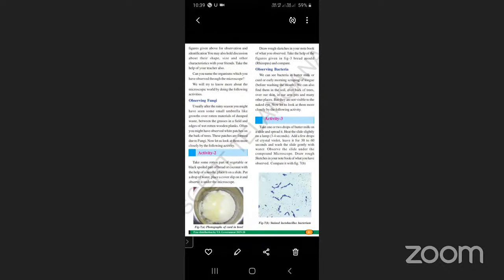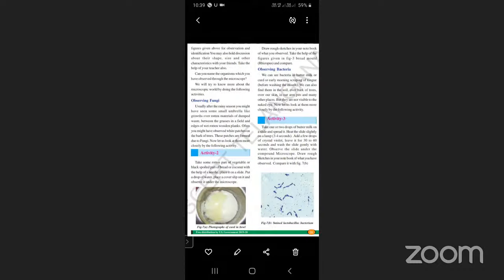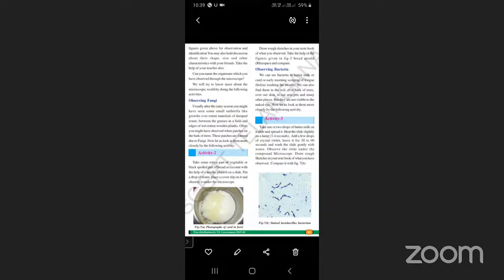Often you might have observed white patches on the bark of trees, right? These patches are formed due to fungi. Now let us look more closely at the following activity. Here, Activity 2.